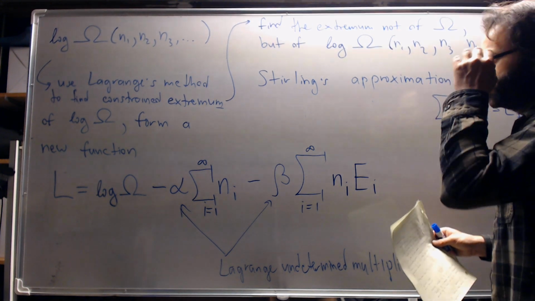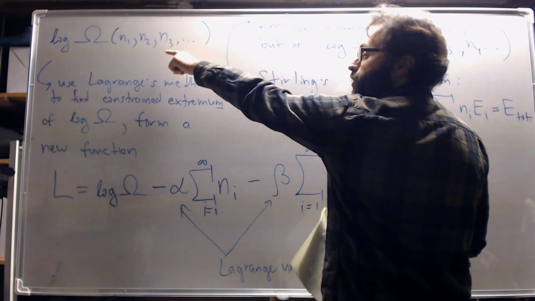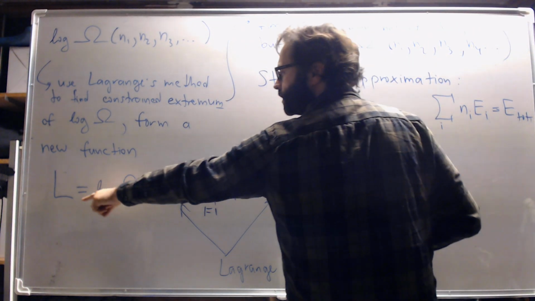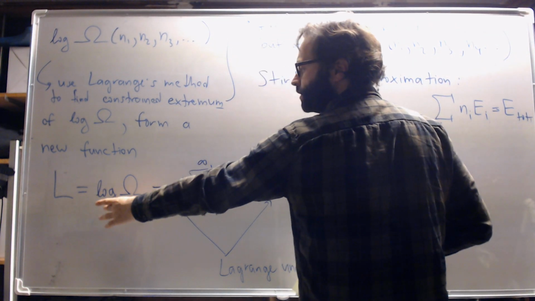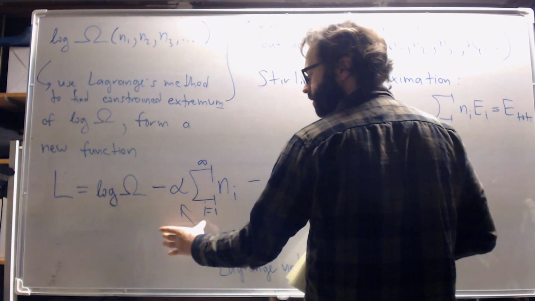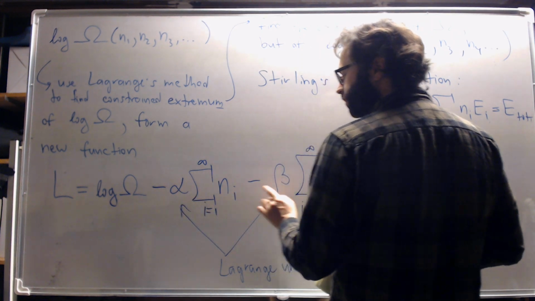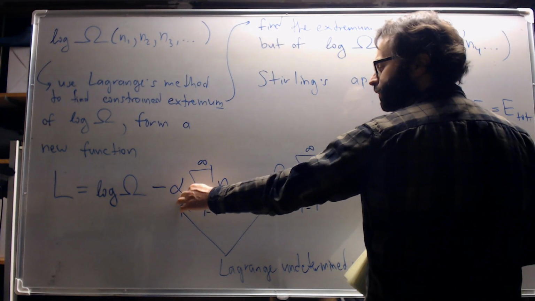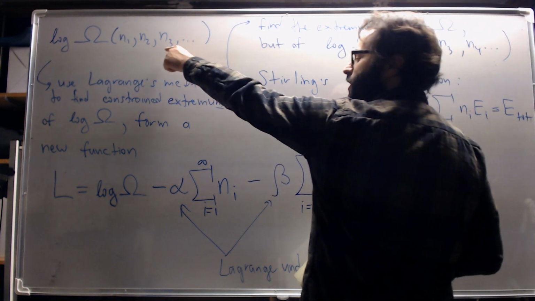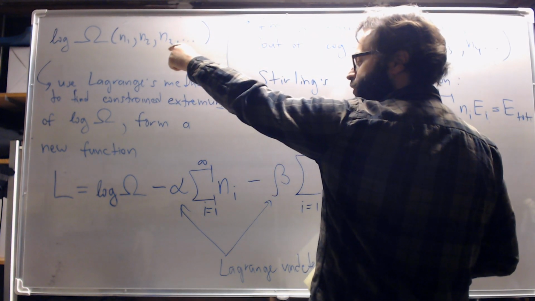And so once again, to find the constrained maximum of log omega is the same as to find the unconstrained maximum of L, where L is log omega, the function we wanted to constrain and maximize, minus constants multiplying each constraint, a different multiplier for each constraint that our maximization, or extremization, was subject to.